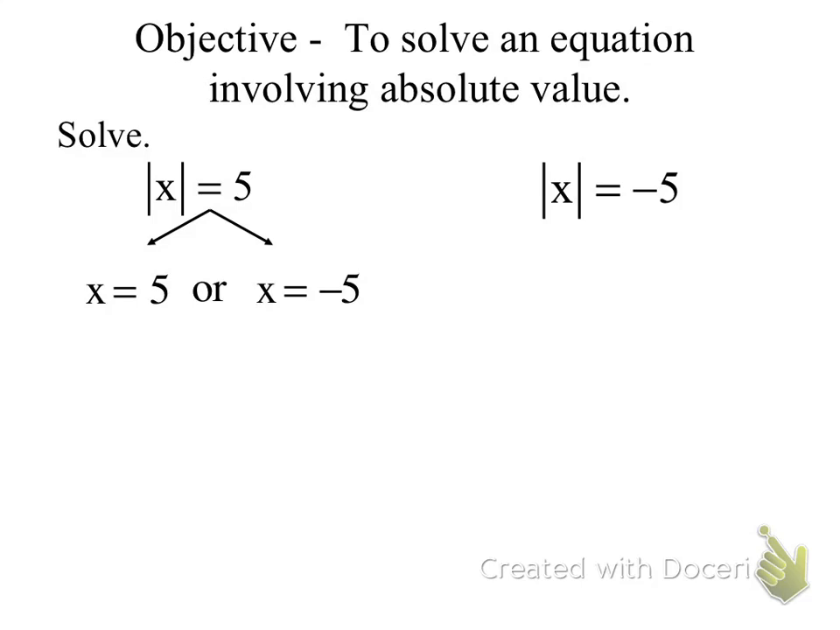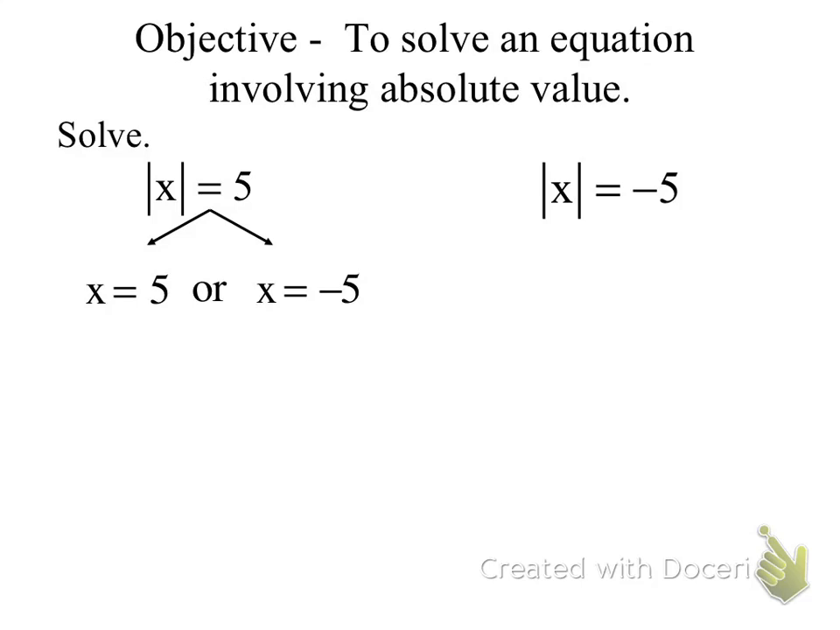Josh. Isn't there no solution? Why? Because the absolute value is the distance from 0, and there's no negative distance. Okay, agree? Yes. Okay, so when we have this, it doesn't matter how complicated.